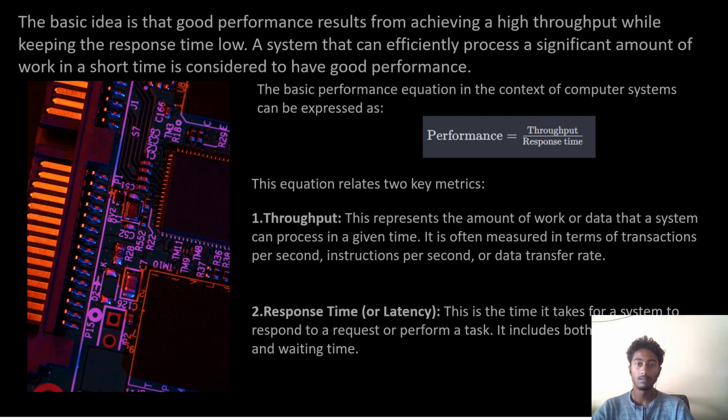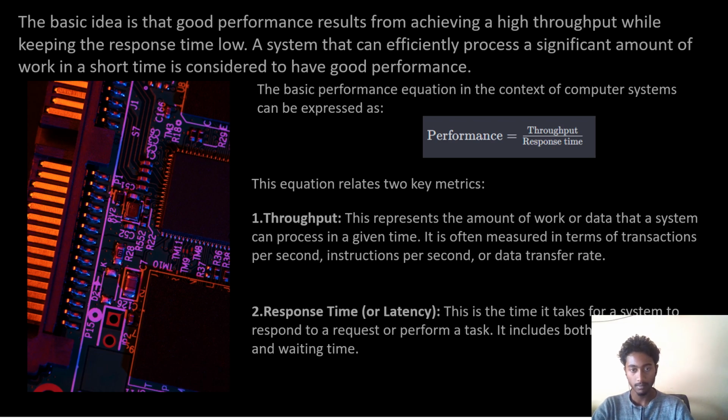The basic performance equation in the context of computer systems can be expressed as performance equals throughput divided by response time. This equation relates to two key metrics. The first one is throughput. This represents the amount of work or data that a system can process in a given time. It is often measured in terms of transactions per second, instructions per second, or data transfer rate.